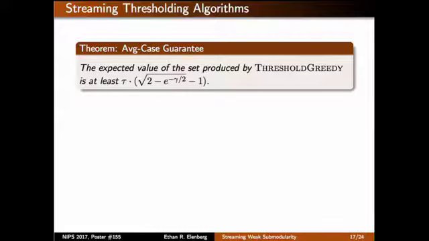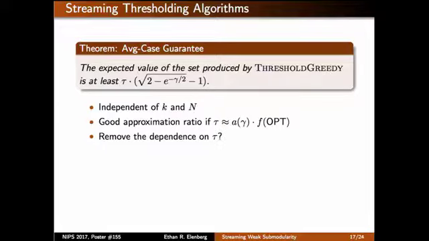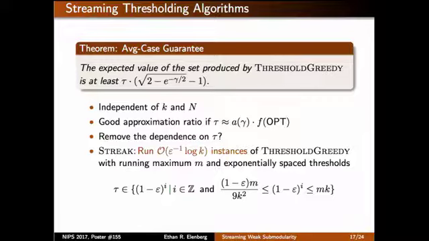So our first positive result is that the expected value of the output set is tau times this constant, which is independent of k and n. Right? This is a good approximation if tau is close to this function of gamma times the optimum value f opt. And our final algorithm removes this dependence by running several instances of threshold greedy at exponentially spaced thresholds. So in particular, at most 1 over epsilon log k instances.